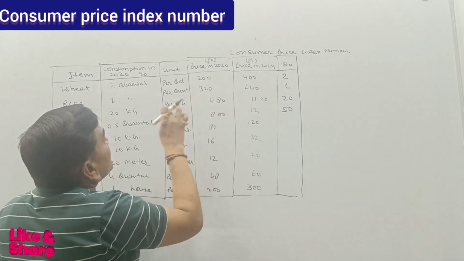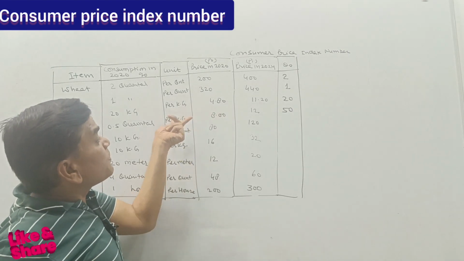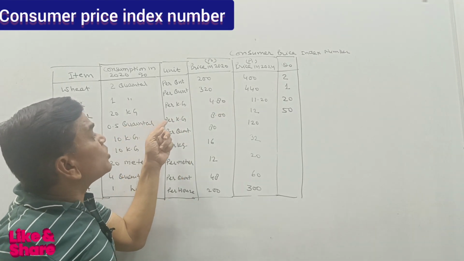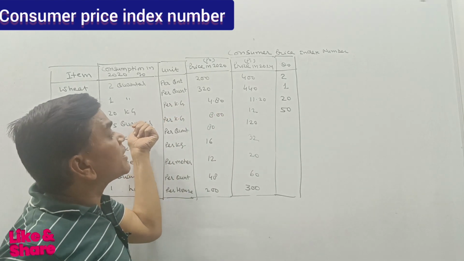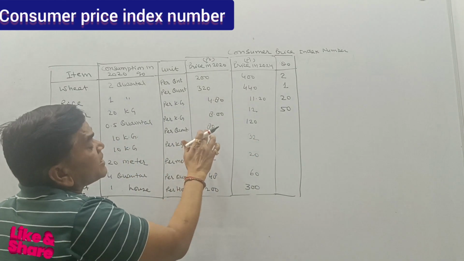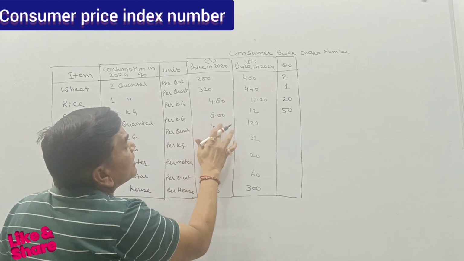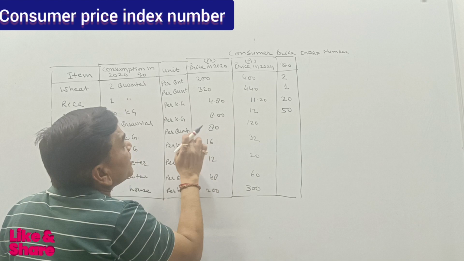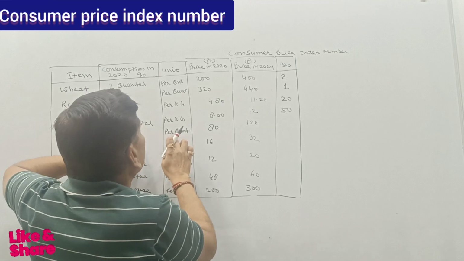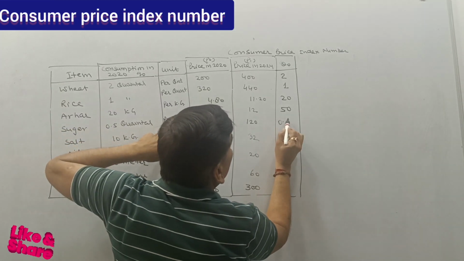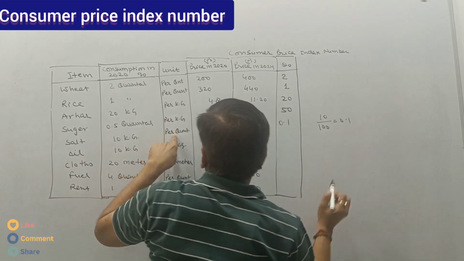The rate is per kg and consumption is also in kg, so I have written 20. The rate is per kg and consumption is in quintal, so we have to write the consumption in kg also; half quintal is 50 kg. Now for salt, the rate is given per quintal, 80 rupees, but we are using only 10 kg, so we have to convert 10 kg into quintal, that is 0.1, because 10 divided by 100 is 0.1.